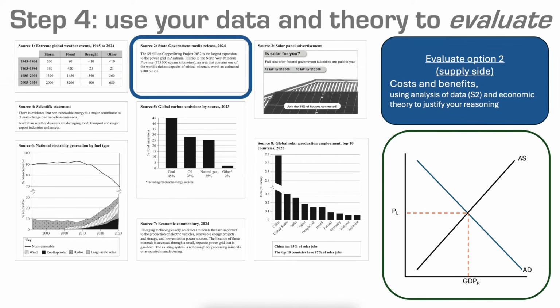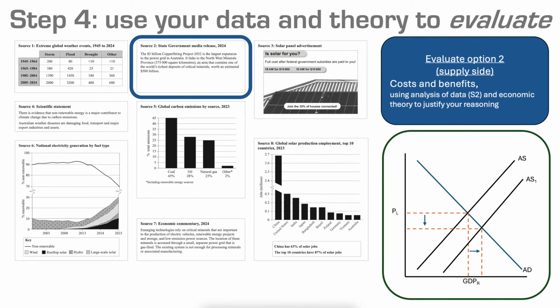We can then consider the supply side costs and benefits. And there's only one source for this as well, and that relates to a large expansion to the power grid, a $5 billion project, and a huge deposit of critical minerals worth an estimated $500 billion. It all seems very current after the events of the last week with Albanese and Trump getting together and signing critical minerals deals. But here we'd see from a supply side a shift of the aggregate supply curve to the right. So there may be some disinflationary or deflationary pressure in the economy, a drop in the price level, aligned with an increase in GDP.